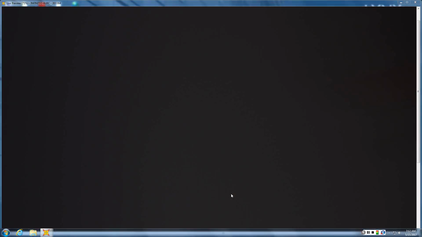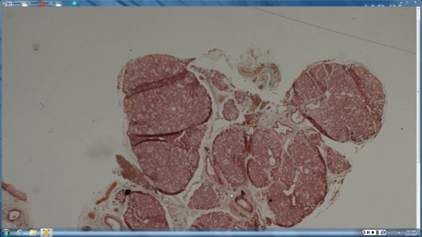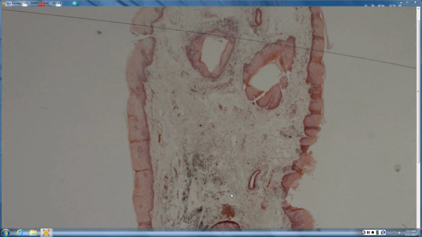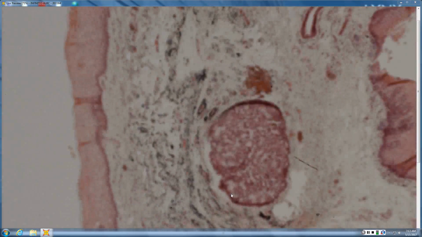So this one is an amalgam tattoo. This is salivary gland, which is always good to know, because even though we don't really deal with salivary glands that much, it's a good indicator of location. So then you go over here and you see that this is mucosal skin. Maybe it's a lip or something, or just a mucosal biopsy.